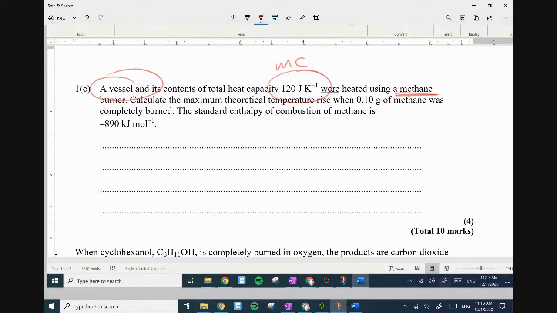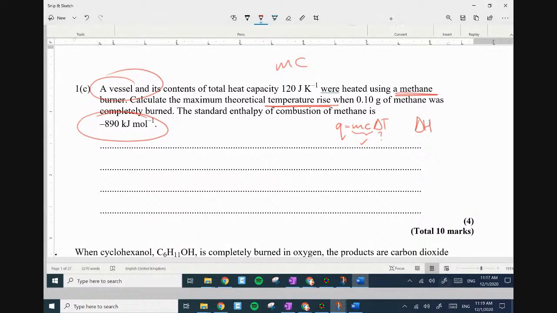Oh, that's interesting, isn't it? We're calculating the temperature rise, not the delta H, and they've given me the delta H. They're making me go backwards. So straight away, I'm going to write down my 2 equations. Q equals MC delta T. What I'm after is the delta T, and I have been given this. But I don't have Q.